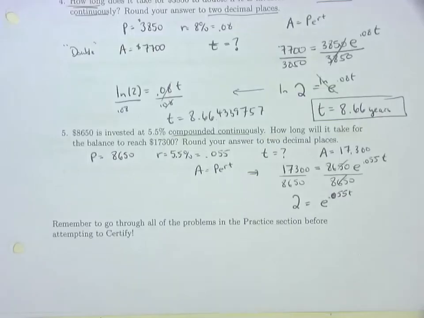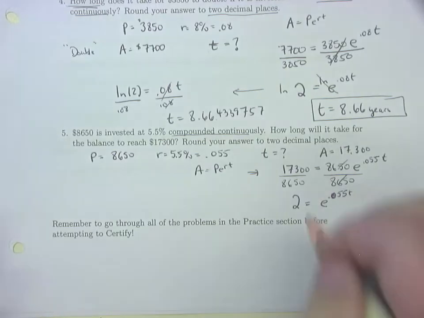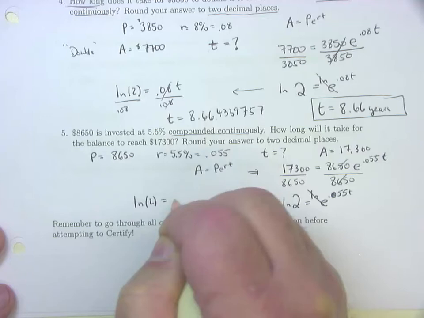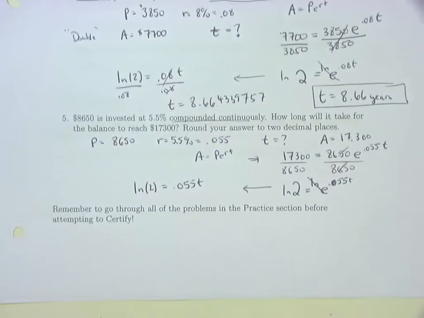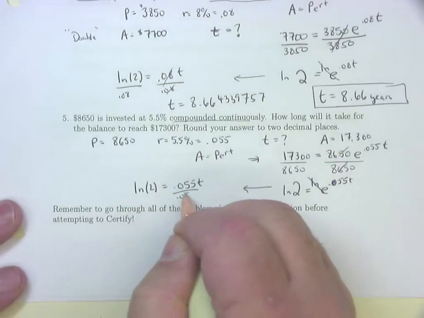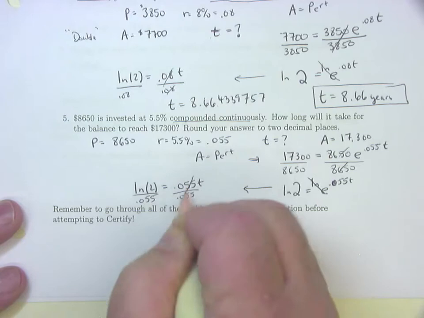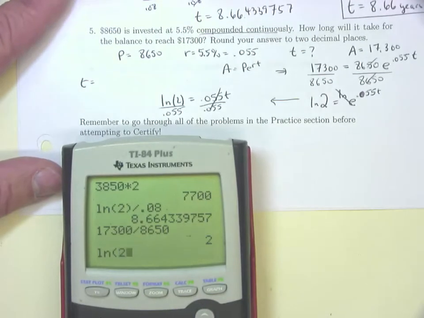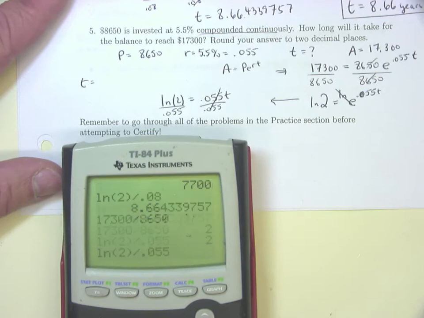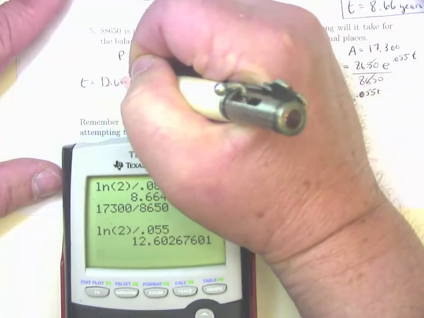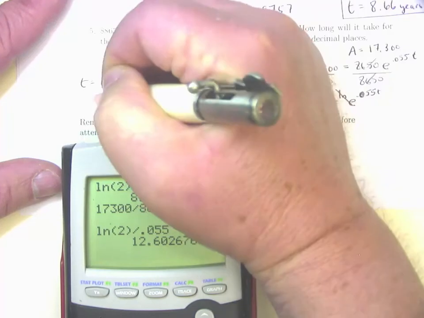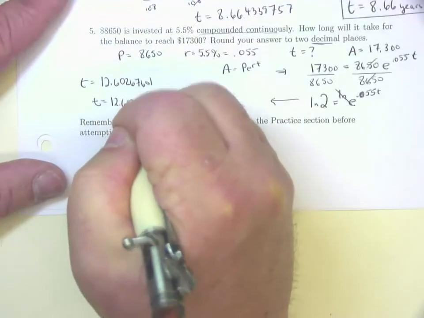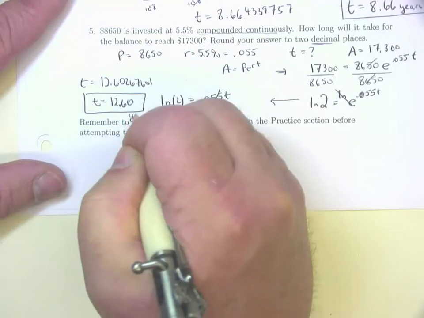What is my next move? Take the natural log. You've got to kill off that e, so you take the natural log of both sides. This will cancel, running my equation this way. That'll give me the natural log of 2 is equal to 0.055t. And then what's your last move? Divide by 0.055. Get this t by itself. This cancels. Leaves me with t equals natural log of 2 divided by 0.055. And I get 12.60267601. But to answer their question for 2 decimal places, 12.60 would be my answer. 12.60 years.